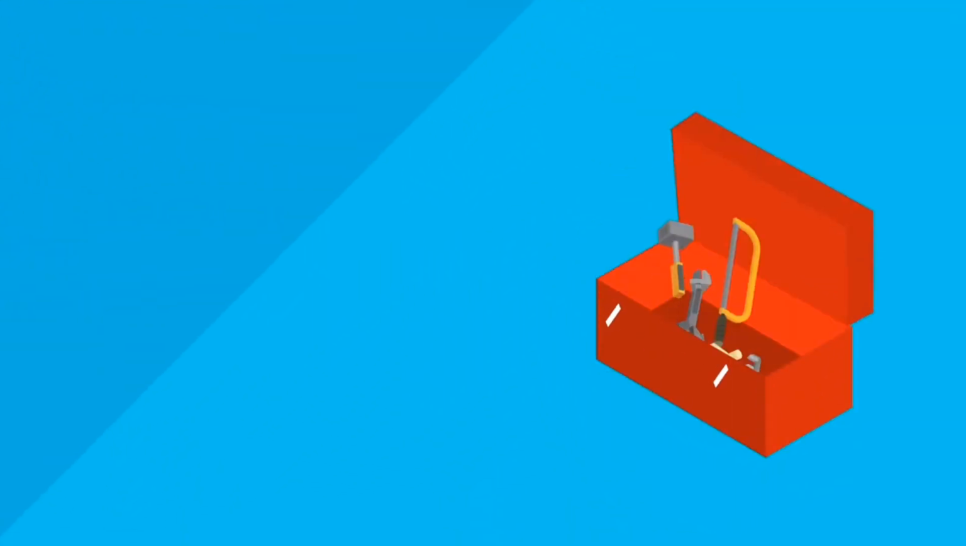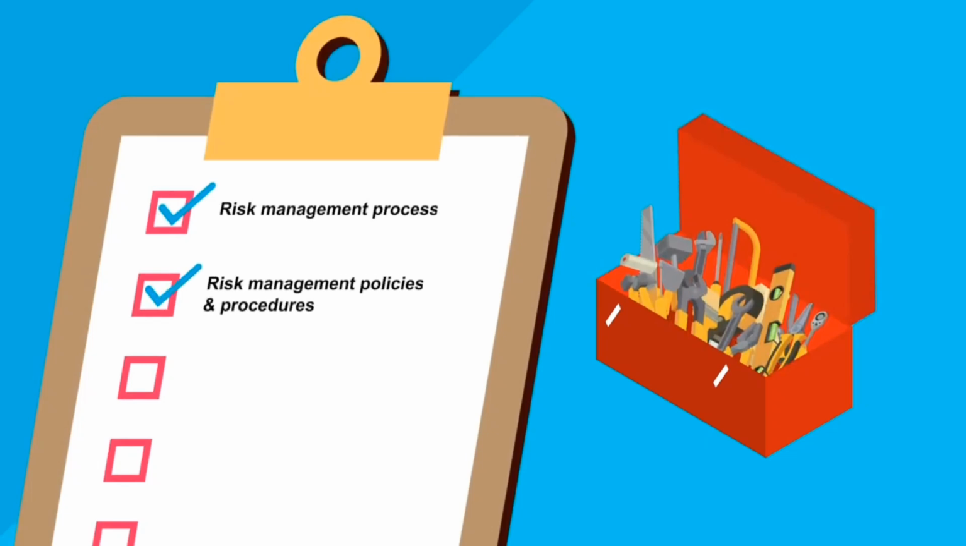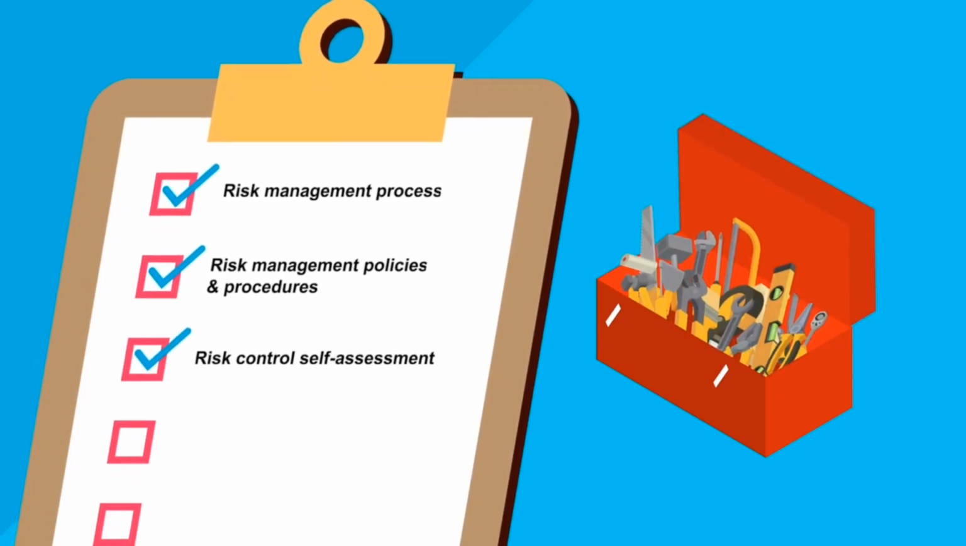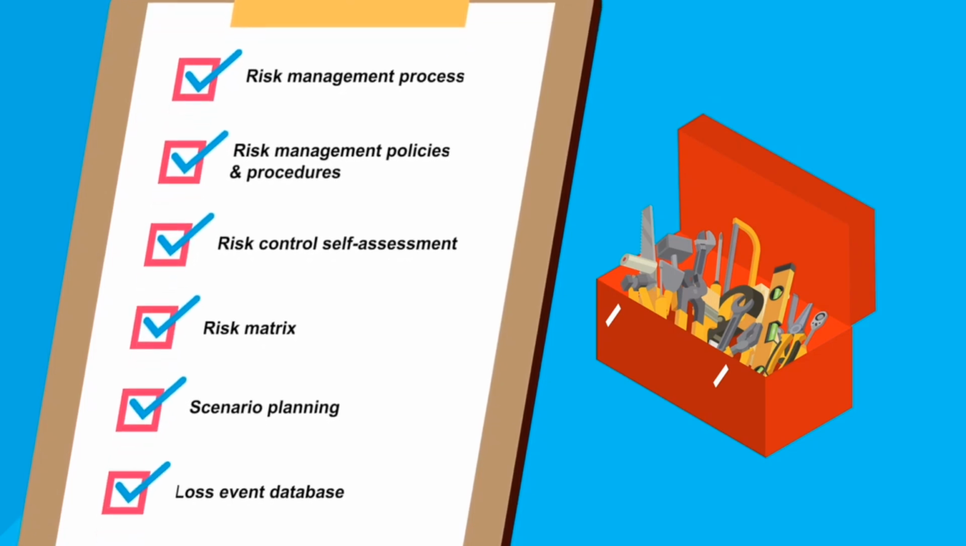There are different types of risk: strategic risk, operational risk, emerging and people risk, and compliance risk. Common tools used in the identification and management of risks include the risk management process, risk management policies and procedures, risk and control self-assessment, risk matrix, scenario planning, and loss event database.